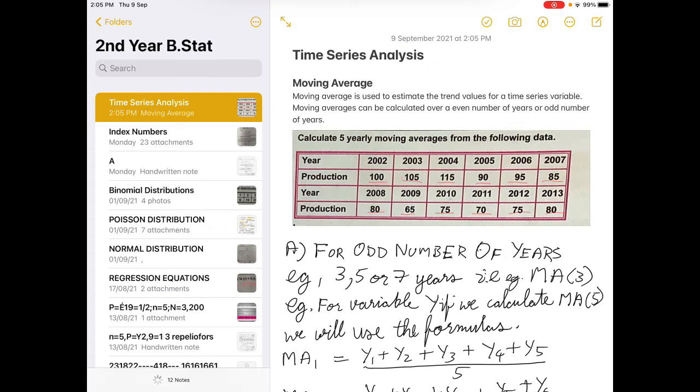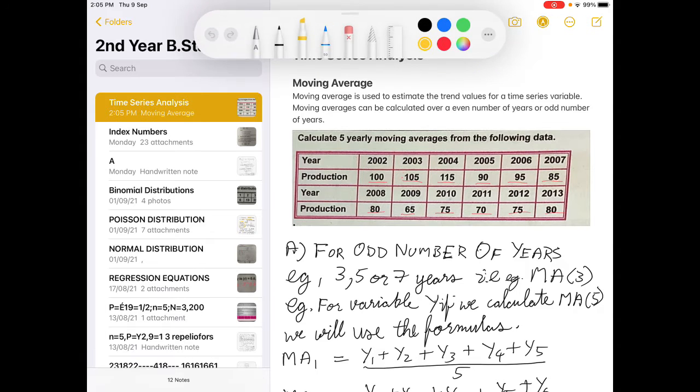Now we want to see in the long term in what direction our production is going. Is it increasing? Is it decreasing? What is the rate of increase? What is the rate of decrease? So we use the technique of moving average first to analyze this. Moving average is used to estimate the trend values for a time series variable.